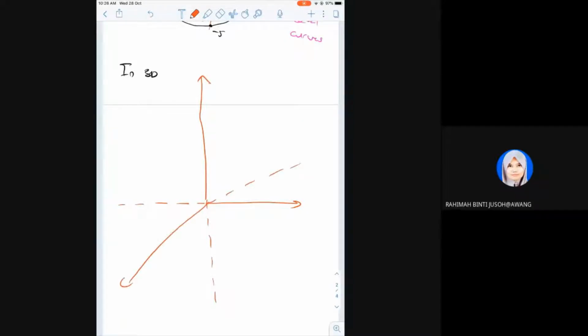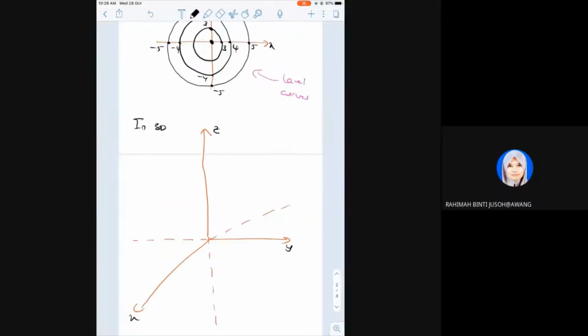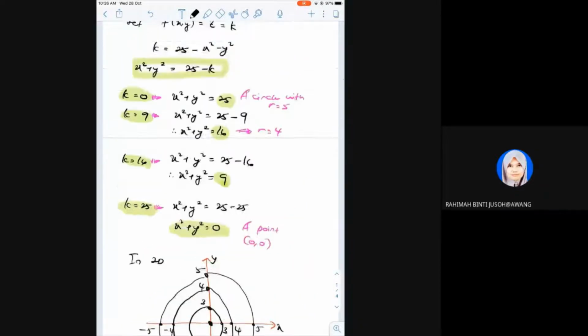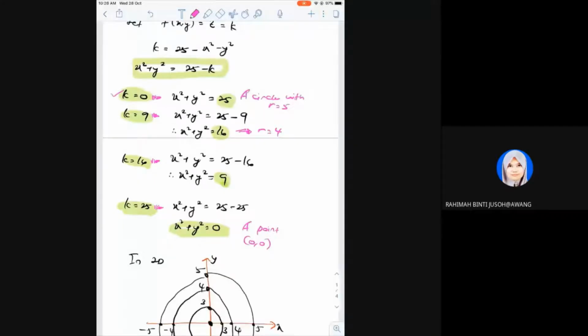Okay, please give your full attention here. X, Y, and Z. Now, let us start with k equals to 0. K equals to 0 means we don't have the height, which means that it is at the floor, on the xy plane. K equals to 0 means z equals to 0. So when z equals to 0, it means the xy plane.